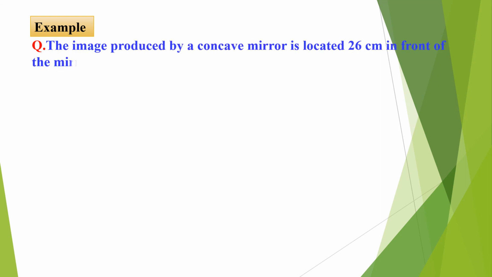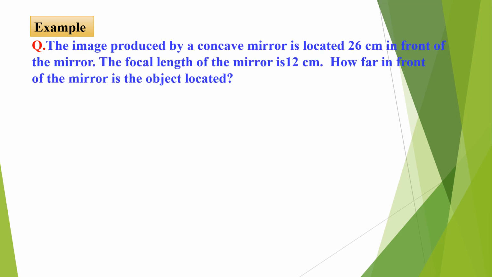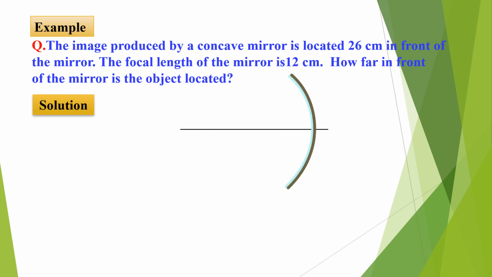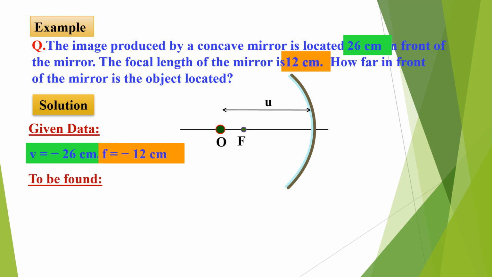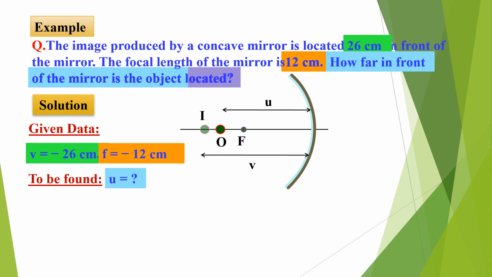The next example I will take: the image produced by a concave mirror is located 26 centimeter in front of the mirror. The focal length of the mirror is 12 centimeter. How far in front of the mirror is the object located? So, solution: we are taking a concave mirror, and the image is produced at 26 centimeter, which is taken as minus 26 centimeter, and focal length is given as 12 centimeter for this, and object distance we need to determine.